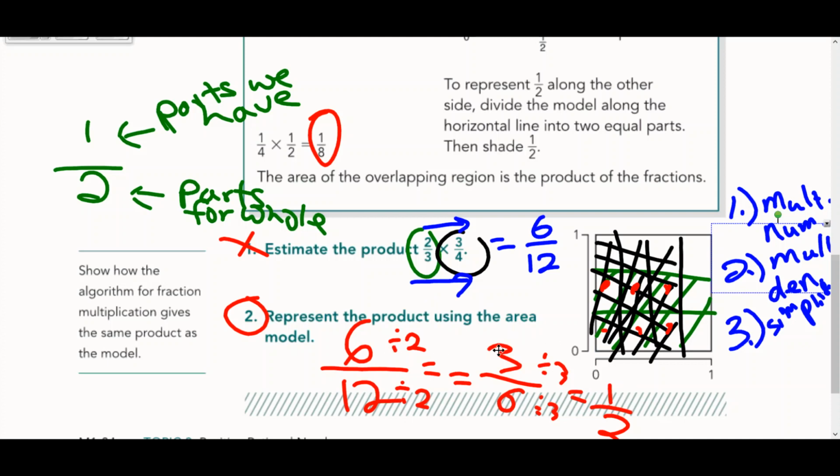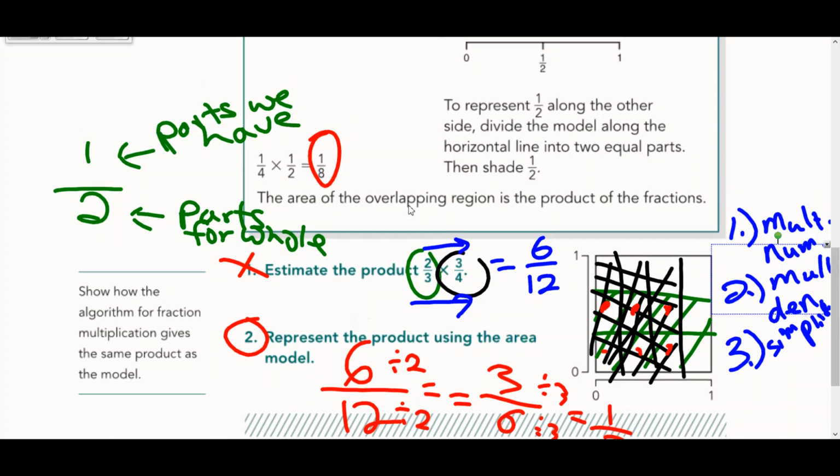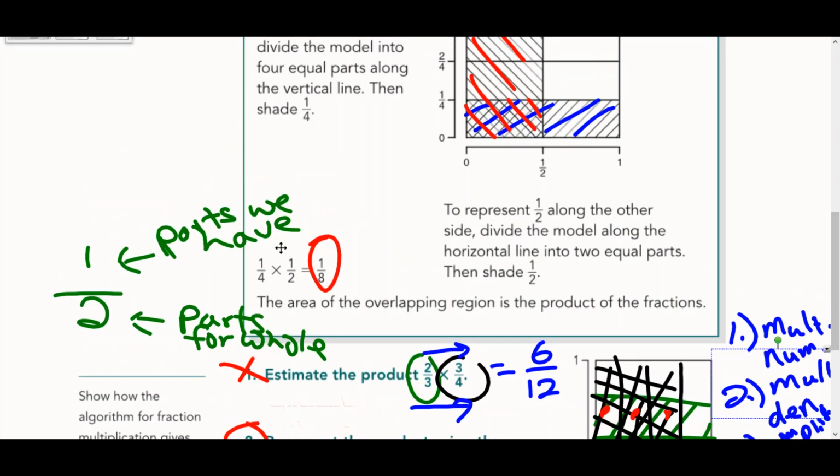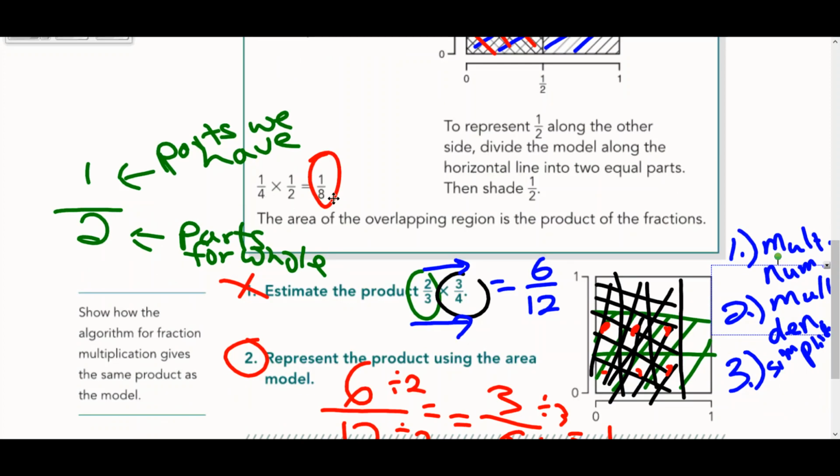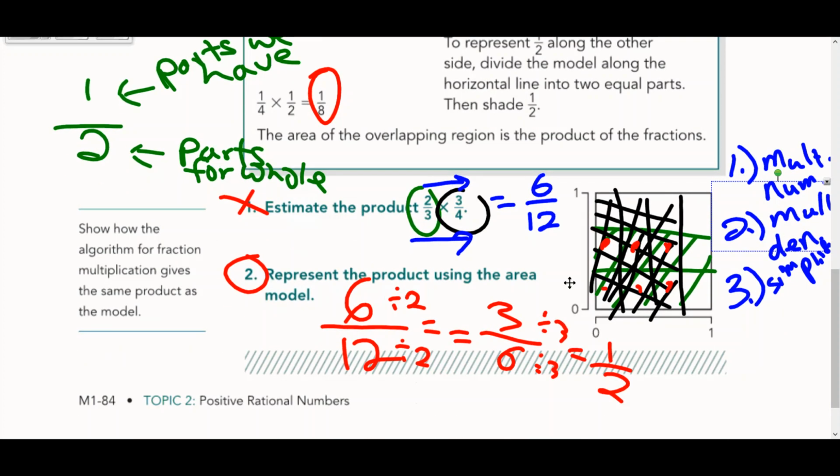Then we're talking about a pattern. We notice in both of these situations, if we multiply the top numbers, the numerators, and multiply the bottom numbers, or the denominators, we would get our answer. So again, 2 times 3 would be 6, and 3 times 4 is 12. So multiply the numerators, multiply the denominators, and then simplify if possible, like we did here on number 2.